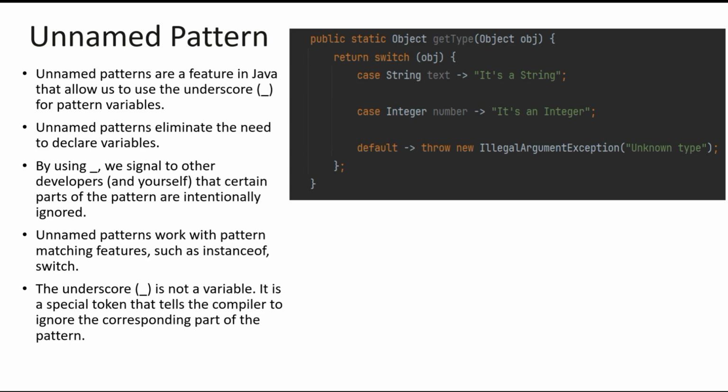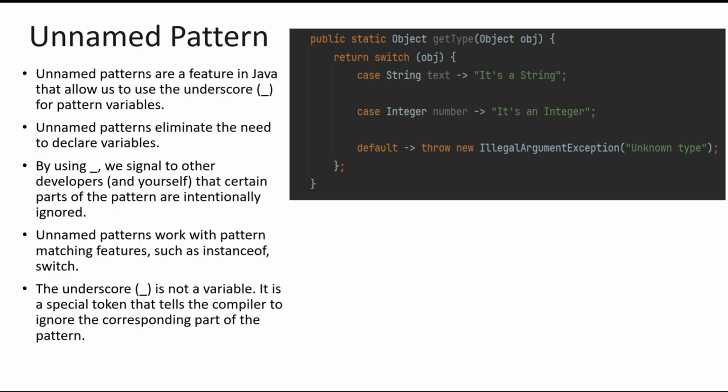For the second case, Integer: if obj is an instance of Integer, then the value of obj will be assigned to pattern variable number, and the switch expression will return "It's an integer." If obj is neither a String nor an Integer, then the default case will be executed and an exception will be thrown.